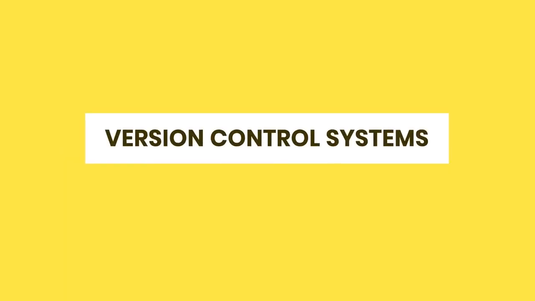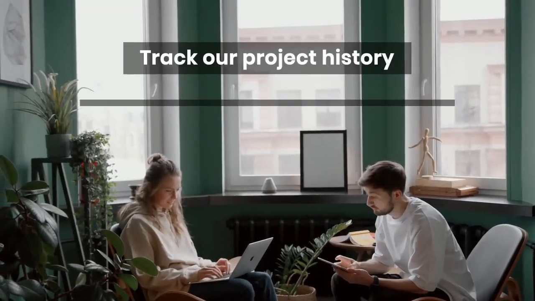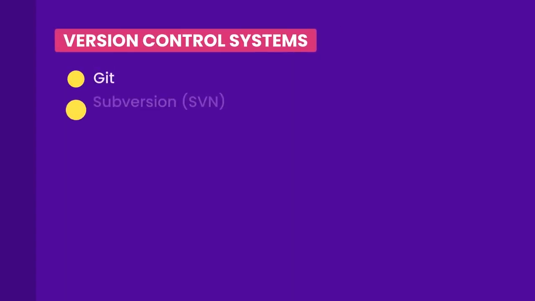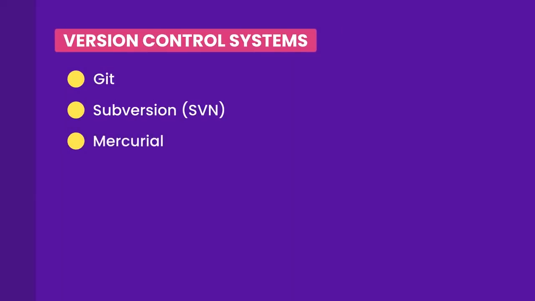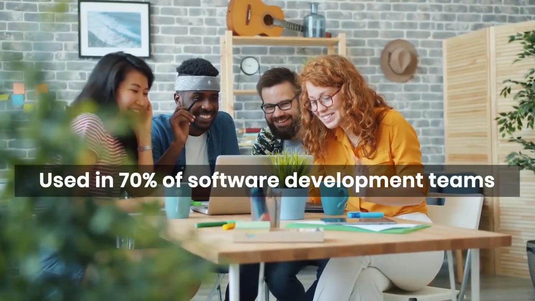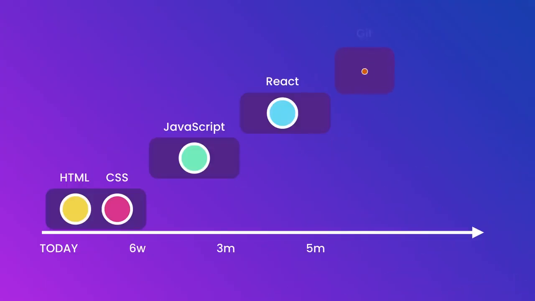All right, what's the next step? Version control systems. We use a version control system to keep track of our project history and work collaboratively with others. There are many version control systems out there like Git, Subversion, Mercurial, and so on. But Git is the most popular tool in this space and is used in more than 70% of software companies. That's why you'll see it in almost every job description. I would say you would probably need 2 weeks for learning Git.